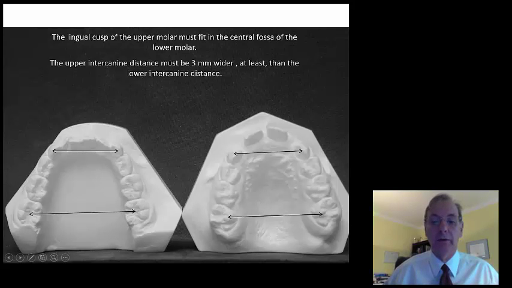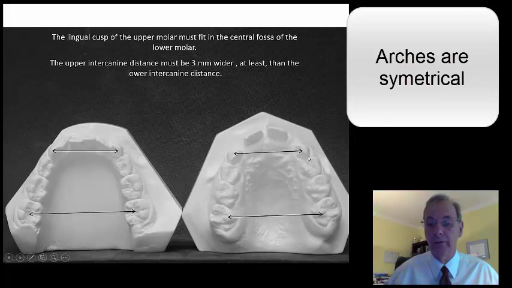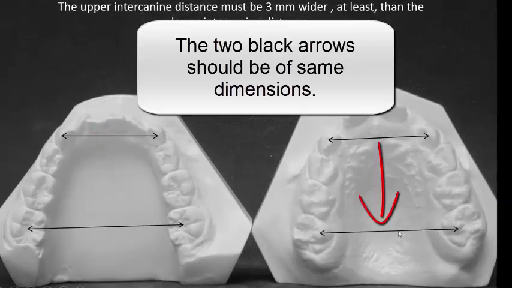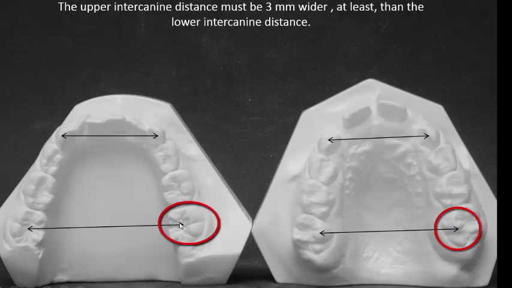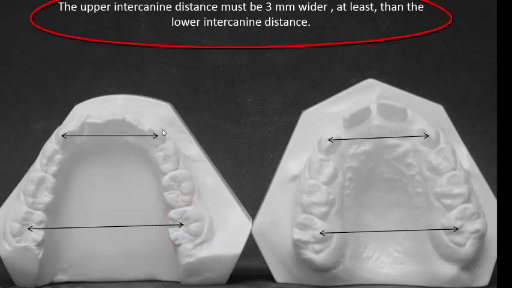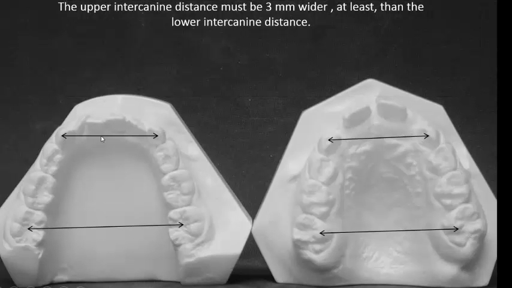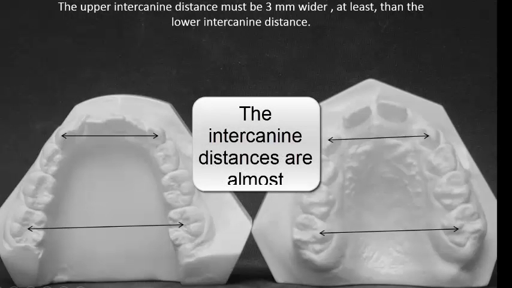So as you can see now, what you need to understand is if you look at the arches, they are symmetrical or almost symmetrical, as you can see here, and what you want is normally the arrow here and the arrow here should be of the same dimension, because the lingual cusp of this molar has to fit into the central groove right here, and this one fits here, and the upper canine should be over this tooth, and this one should be over this tooth. So in this case you can see that there is a discrepancy in size between the lower intermolar distance in relation to the upper molar distance, and the intercanine distance is almost identical, which guarantees an interference in the occlusion, which in this case ends up in a posterior crossbite.